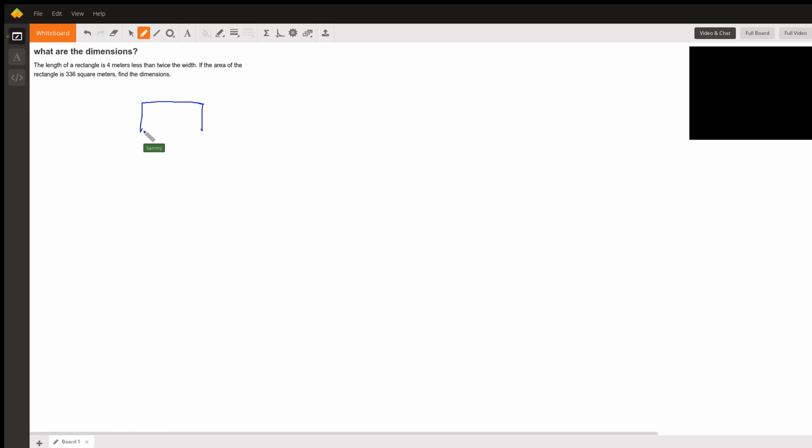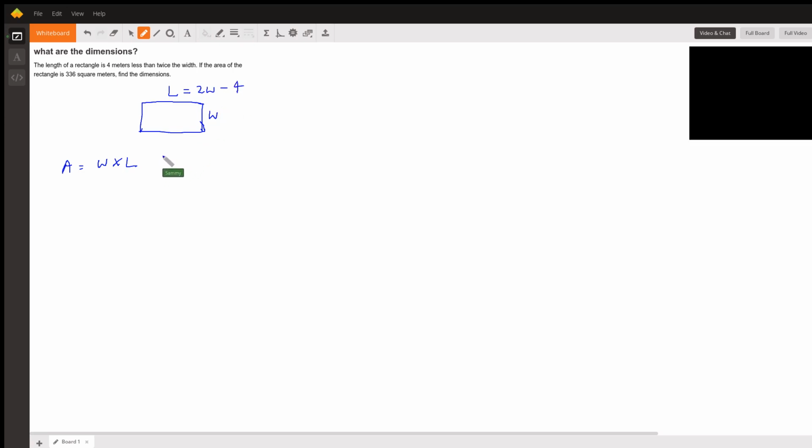And it has two dimensions. It has a length and a width. And we know that the area is equal to the width times the length. Okay, and here it says the length of a rectangle is 4 meters less than twice the width. So what that means is the length is equal to 2w minus 4.